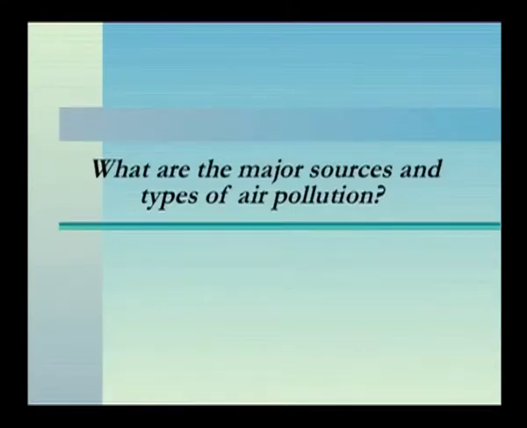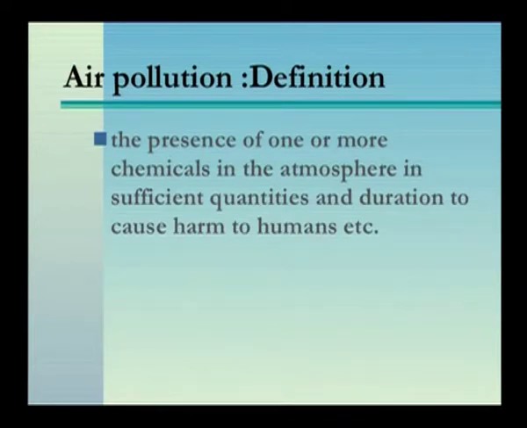What are the major sources and types of air pollution? The presence of one or more chemicals in the atmosphere in sufficient quantities and duration to cause harm to humans, animals or plants. Because of pollution, you can see these trees and plants which are planted across the highway and the median will be drooping and brown because of the constant exposure to exhaust.